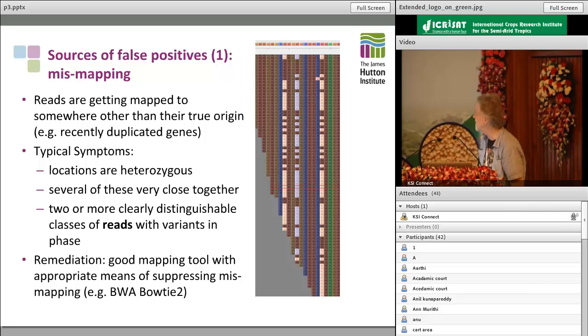Some of the symptoms you can see are that quite often you get heterozygosity where you didn't really expect heterozygosity. You often find SNPs in very strong linkage disequilibrium. This is just an example. And quite often you get two or more clearly distinguishable classes of reads with variants which are in phase.